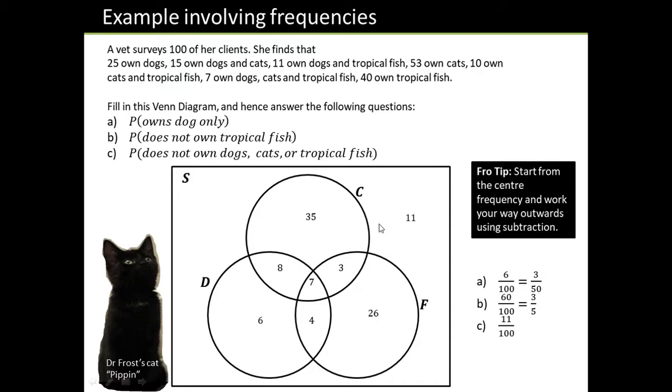So if we say that someone, it's given that they own a cat, that means that we are not in any way interested in any of the outside circles now. We're just interested in this cat circle. And we want the probability that, given that they own a cat, what's the chance they own a dog? So the people that own a dog and a cat, that's 15. So the chance of owning a dog, given that they own a cat, is 15 out of cats 53. Okay, and we'll see that again on the next slide with a different example.